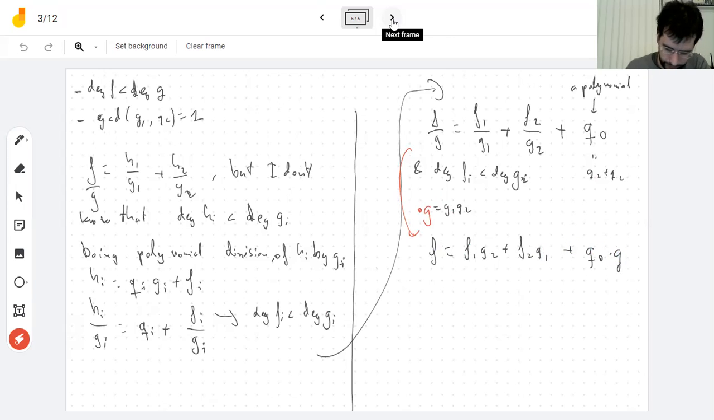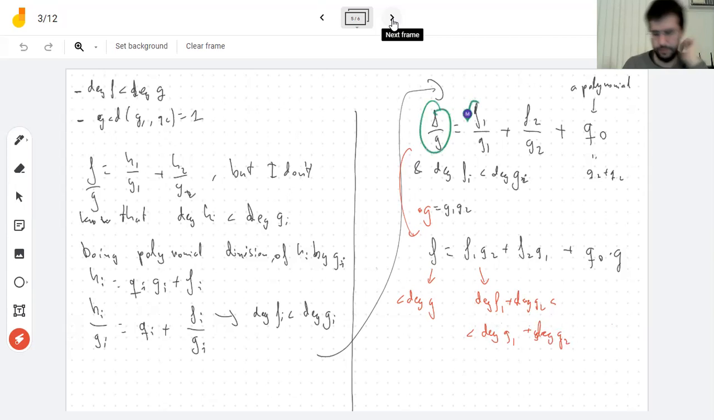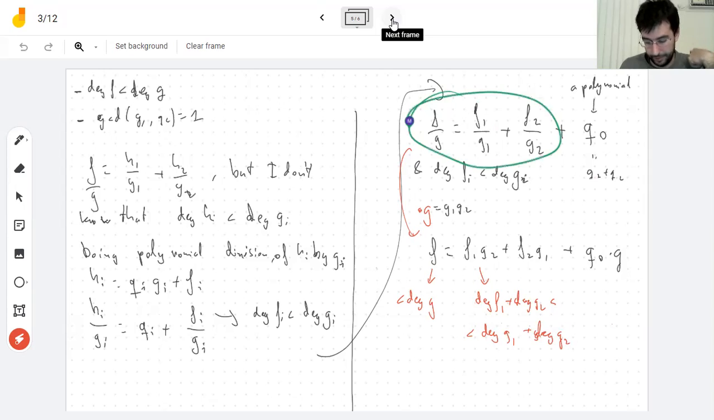And now the degree of this is smaller than the degree of g. The degree of this is the degree of f1 plus the degree of g2, which, guess what, is smaller than the degree of g1 plus the degree of g2. Essentially, I'm saying all these fractions, rational functions don't really have a degree, or maybe they do, I don't know, but if they do, the degree of everything here is negative. So when I multiply by g, the degree is less than the degree of g. So this has degree smaller than the degree of g.